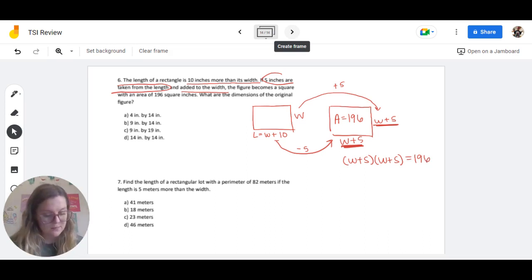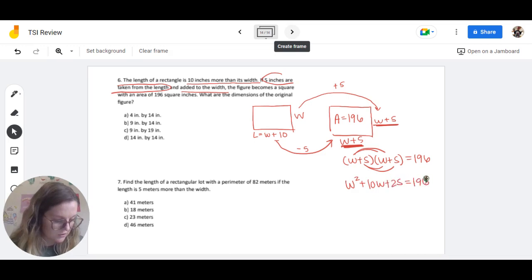So for sake of time, I'm just going to multiply this out. If we used our box, I would get W squared plus 10W plus 25, and it's equal to 196. Now I have a quadratic, right? Because I have a W squared. In order to solve quadratics, I need the equation to equal 0. So I'm going to move this 196 to the other side.